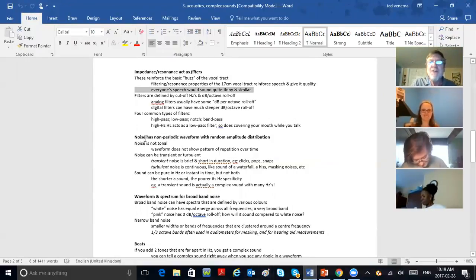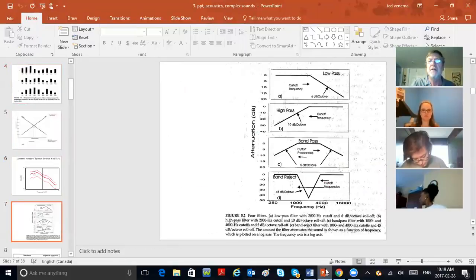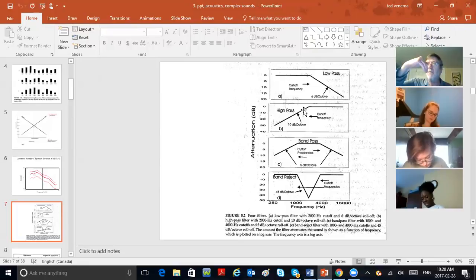All right. Filters are defined by cutoff frequencies and octave roll-off. Well, what does that mean? Filters are defined by the cutoff frequency, right there, and the dB per octave roll-off. How steep was the filter? Look at the next one, high pass. Here's your cutoff frequency. Here's your octave roll-off. They can be steep, they can be shallow. So just think of filters as having cutoff frequencies and dB per octave roll-off. Enough on that. Next section.